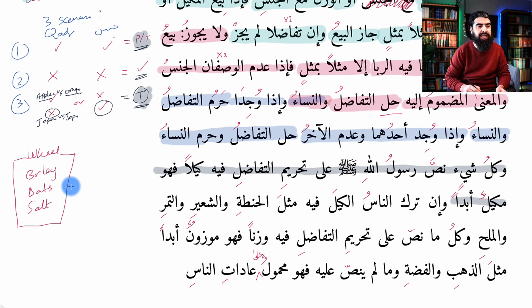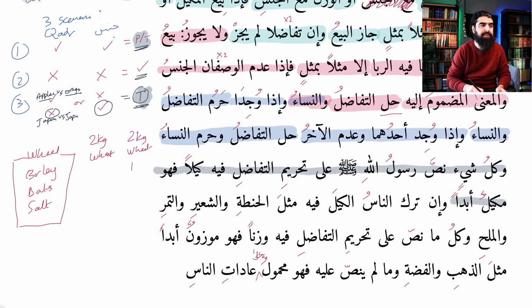If you were to sell it in weight, so for example 2 kilos of Egyptian wheat for 2 kilos of Pakistani wheat, that is not allowed, because maybe the wheat in Pakistan is heavier. This could be heavier, or this could be larger, rather.